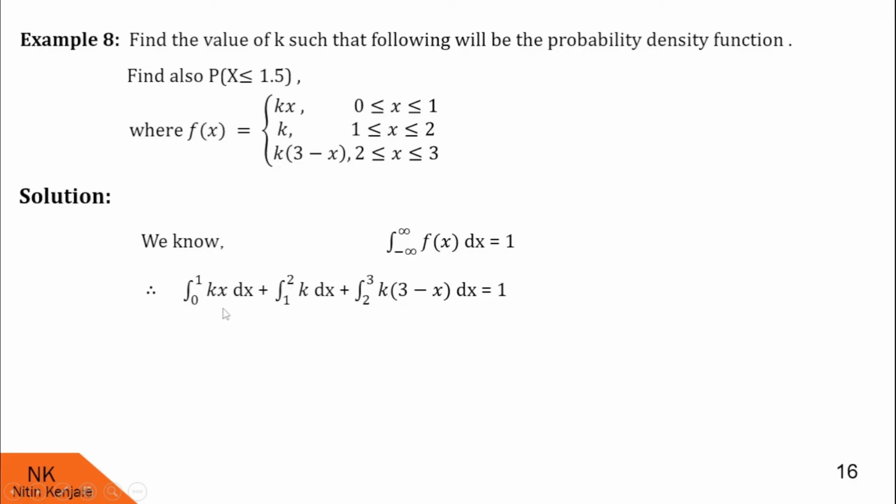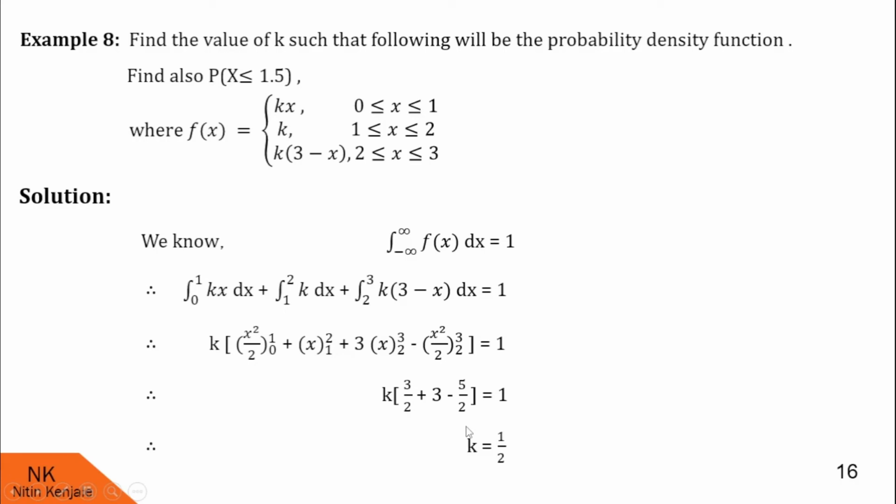Now we integrate these terms. Integration of kx is kx square by 2. Integration of k is k into x. Integration of k into 3 minus x is k into 3x minus x square by 2. Later we substitute these limits, after which we get k into 3 by 2 plus 3 minus 5 by 2 equal to 1. Further simplification will give us k equal to half.